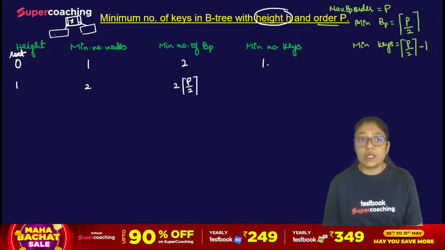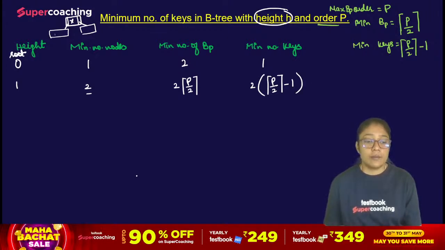What will be the number of keys? In each node, minimum number of keys are p by 2 minus 1. But here we have 2 nodes, so we'll be multiplying it with 2. Make sense? The same process will continue until we observe some series at height 2, at height 3. This way we will be calculating it till height h.